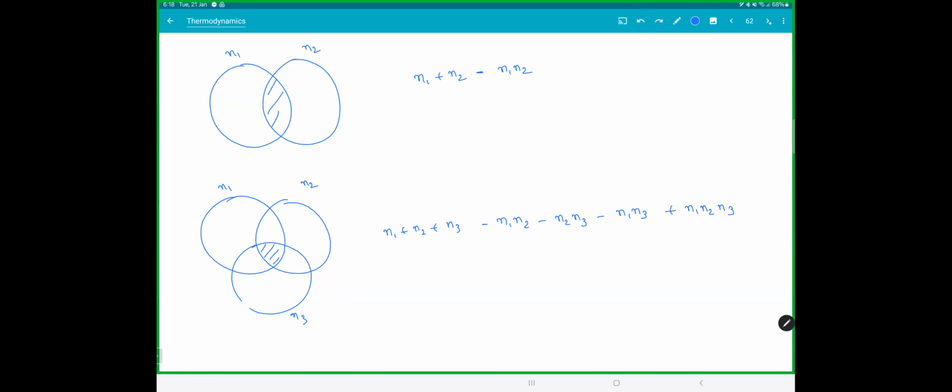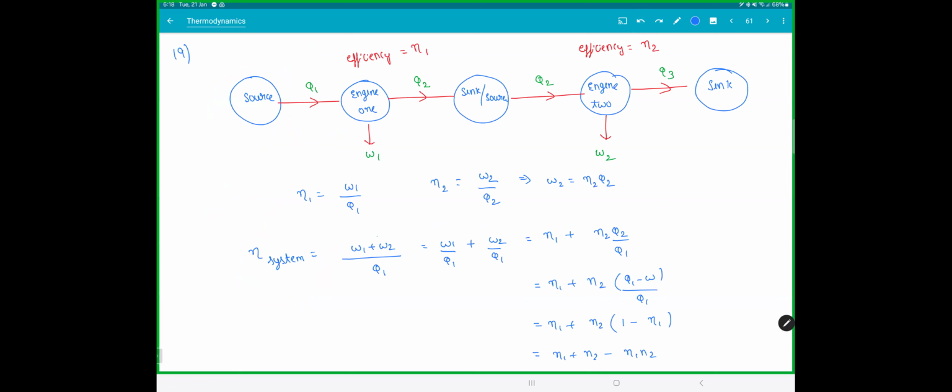Clear out, you can continue doing this. So this is how it goes. Result is cool. Any doubts on this? All clear with this? Let's see one more.